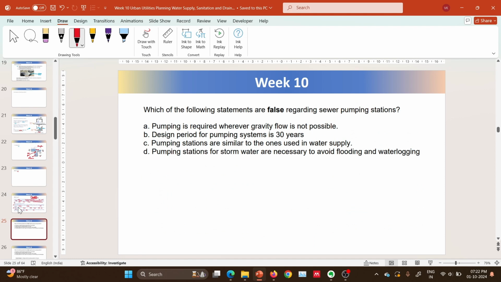Which of the following statements are false regarding sewer pumping stations? Pumping is required whenever gravity flow is not possible. Correct. Design period for pumping system is 30 years. No, it's 15 years.